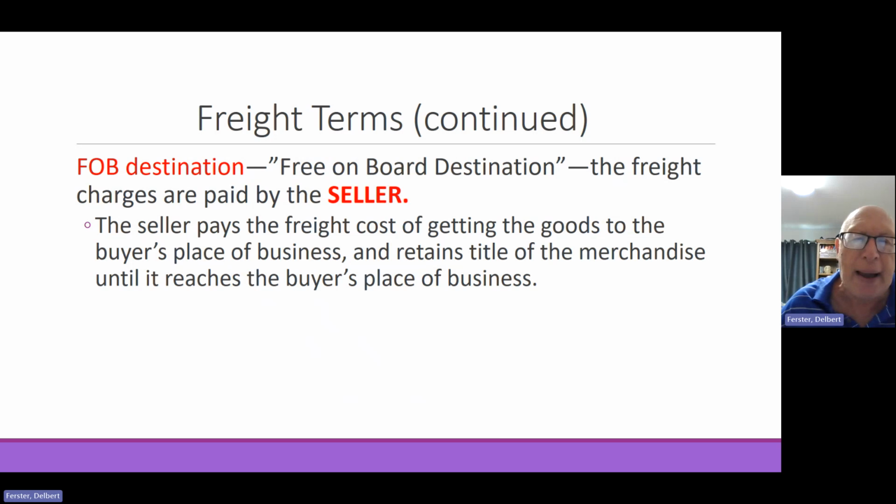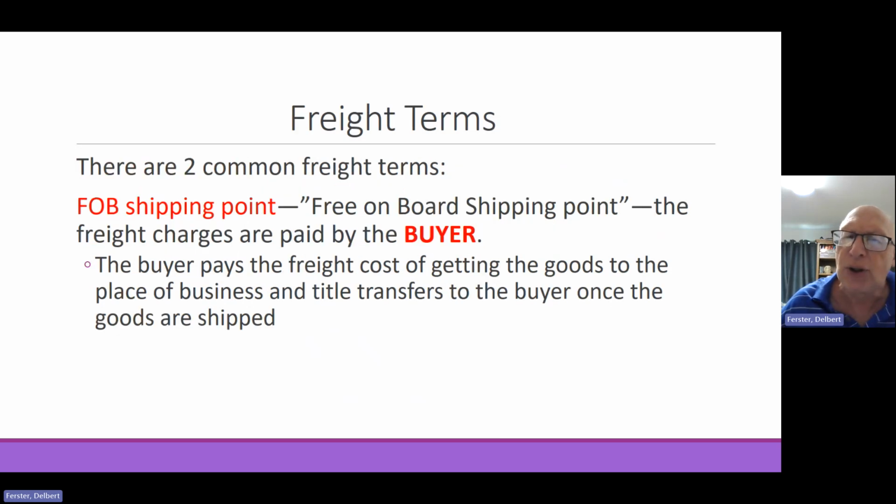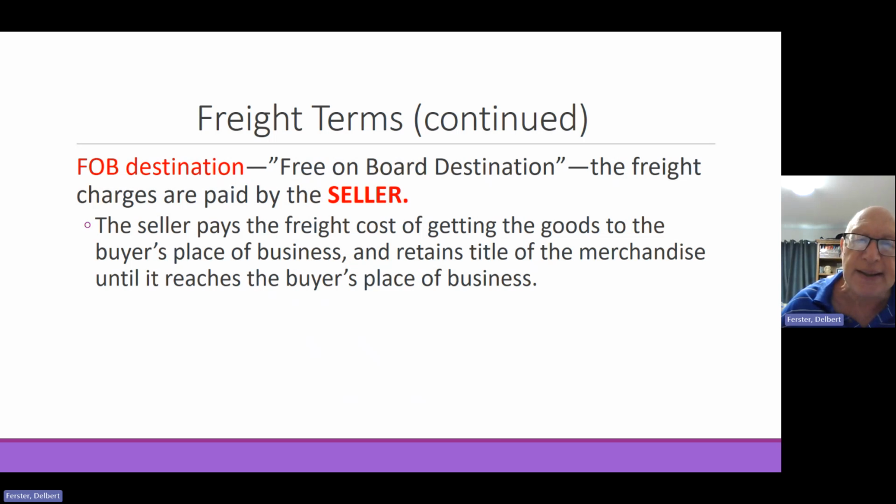Okay, and then if you go back and look at that previous slide, it also gives you some information about when the liability for the goods gets handed off. If it's FOB shipping point, the buyer pays the freight cost and the title transfers to the buyer once the goods are shipped. If it's FOB destination, the seller pays the freight and retains the title of the merchandise until it reaches the buyer's place of business.